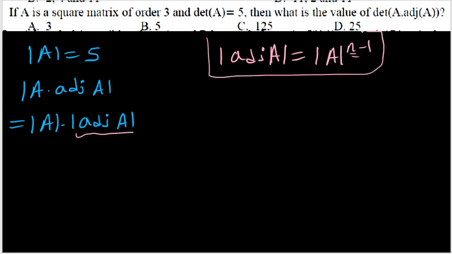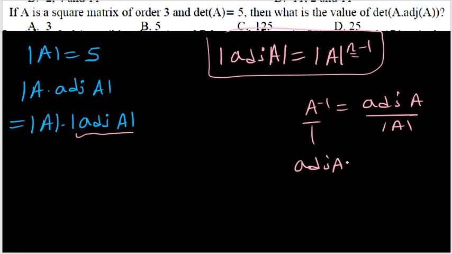It's very simple. The proof will be from A inverse is equal to adjoint of A over determinant of A. Remember this rule, this formula. Then from this we can multiply crisscross. Then adjoint of A will be determinant of A times A inverse. Then if we take determinant of both sides, this is what we need, determinant of adjoint A.